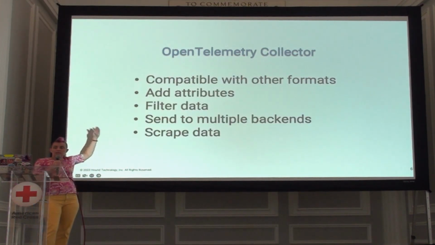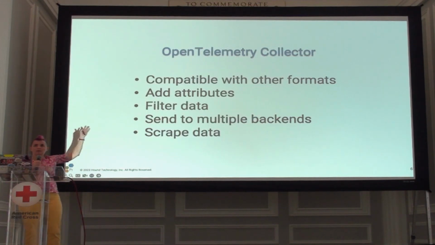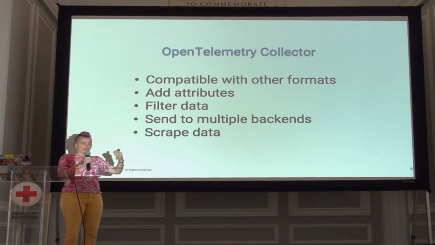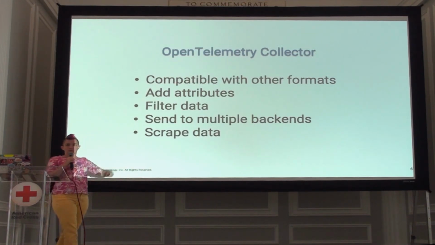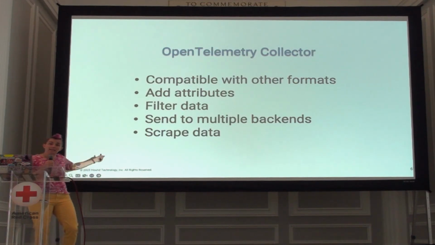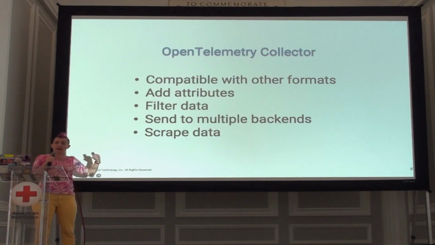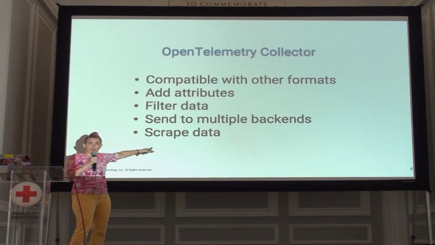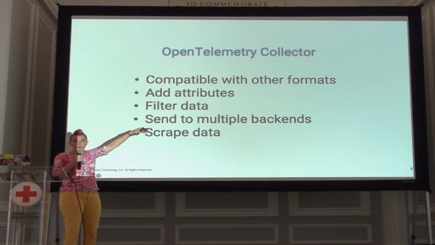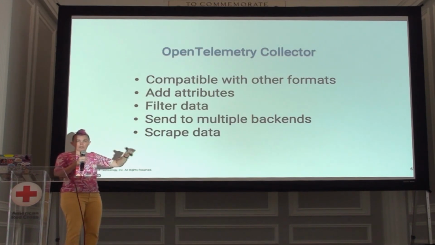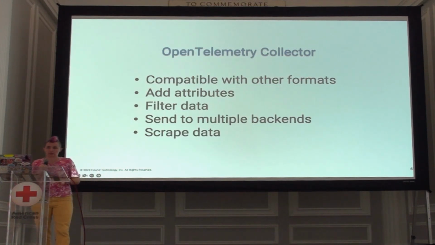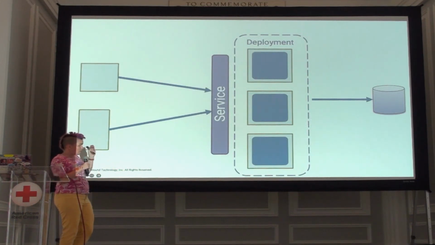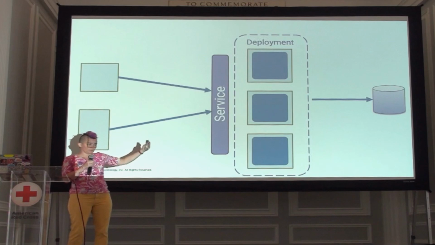Okay, so it does a lot of things. Compatibility, you can filter data if you're worried about PII, you can send to multiple backends, you can send to your local instance of Jaeger, and also your observability as a service in the cloud, and it can scrape data. Some of these receivers are actually going out and gathering data, and that's kind of like the screwdriver part of the Swiss Army knife. You don't want the screwdriver and the knife out at the same time, so that's why you might want to run multiple instances of the collector.